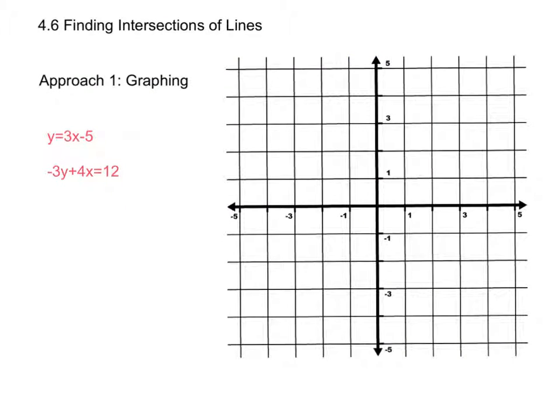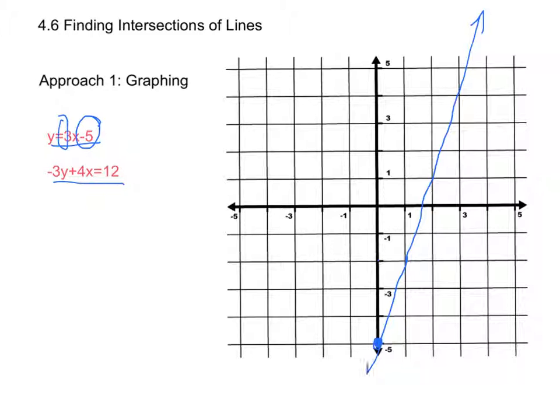Okay, so 4.6 is about finding intersections of lines, and there are two approaches. The first approach is graphing. Here we have two equations, and to find the intersection of them, we're going to graph both of them. For the first one, the y-intercept is going to be negative 5 because it's in slope-intercept form. So that's going to be down here. And then the slope is going to be 3, so that's up 3 and then over 1.